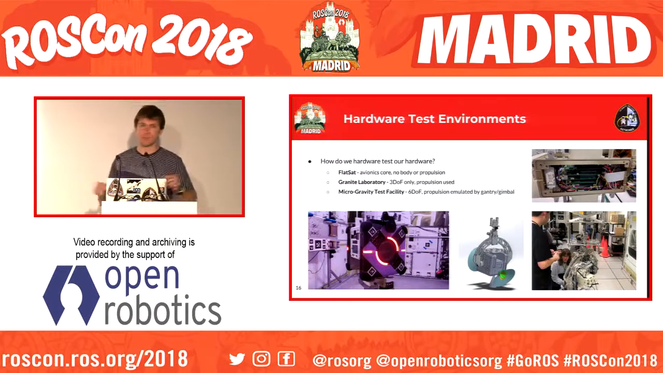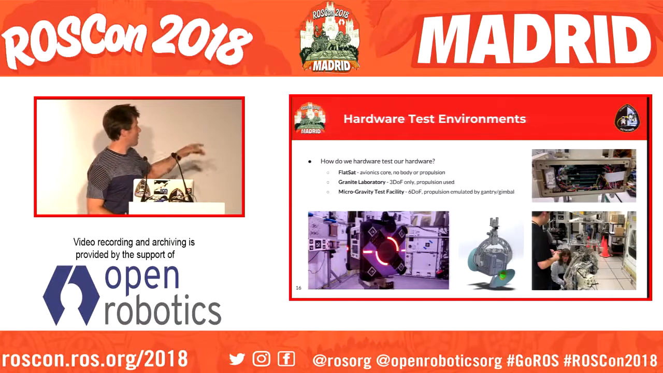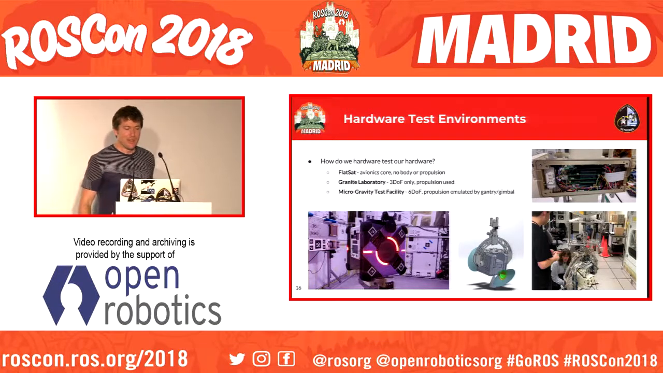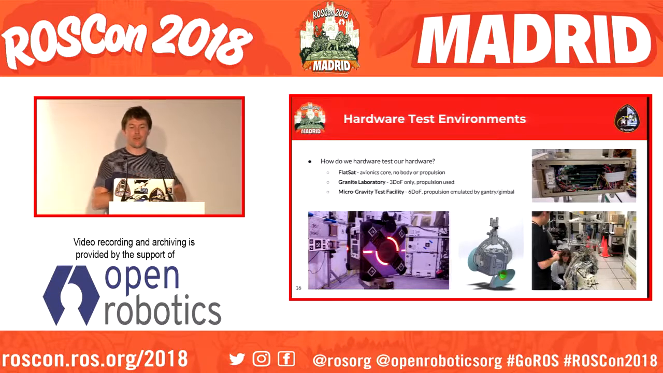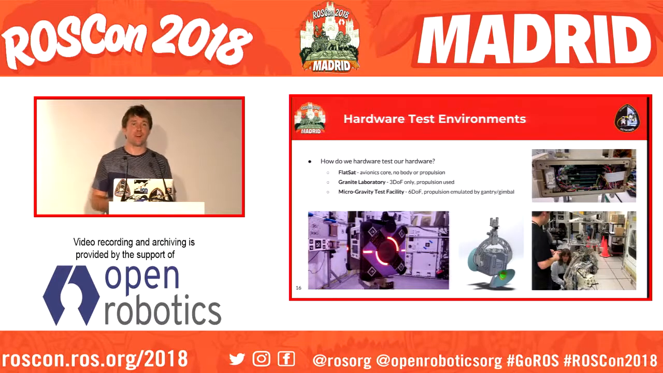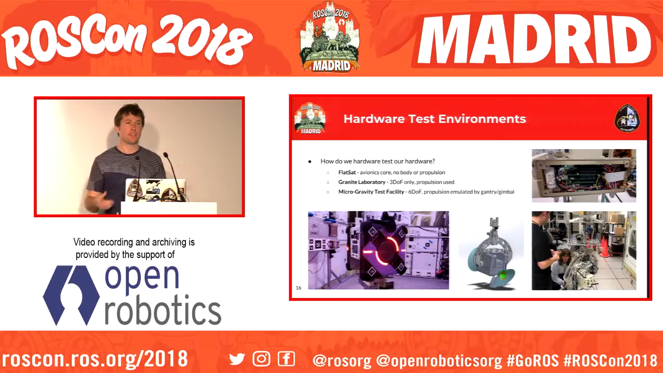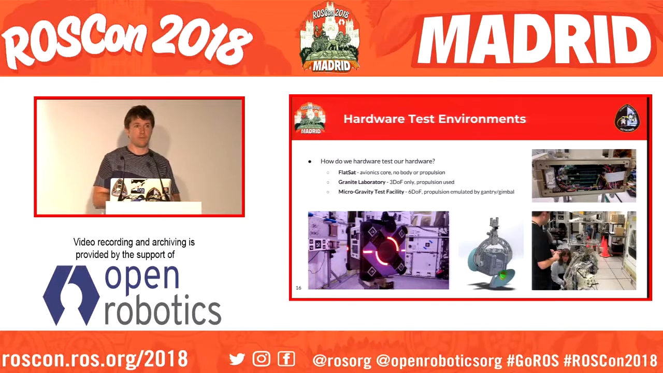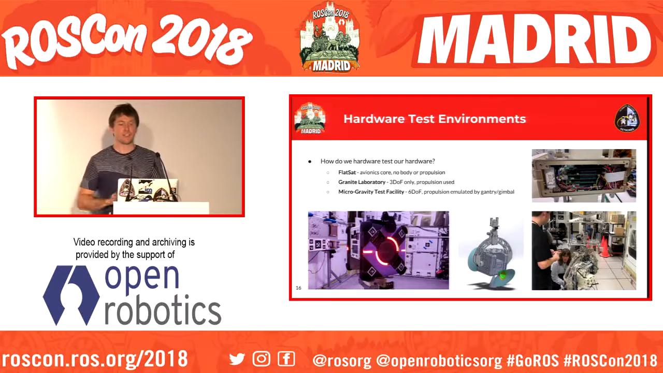So I think we'll take a break from the architecture and talk more about the hardware test environments now. You might be asking yourself, okay, this robot's been designed for microgravity, so how do we test it on Earth? It turns out that's pretty complicated. We can't actually do all 6 degrees of freedom. So we have 3 different experimental setups which we use to test different problems. The simplest is a flat sat, which just helps us test hardware and avionics. What we spend most of our time testing in right now is the granite laboratory.